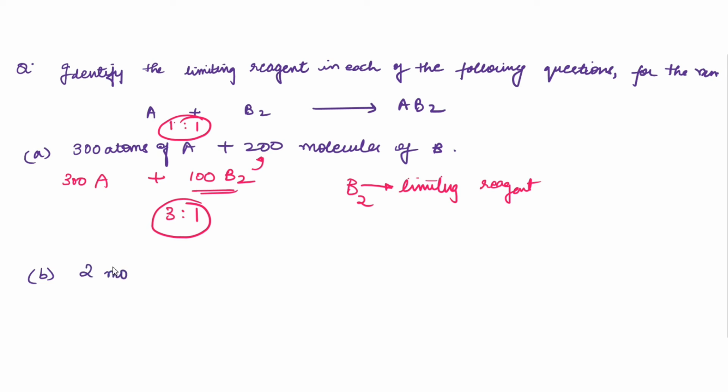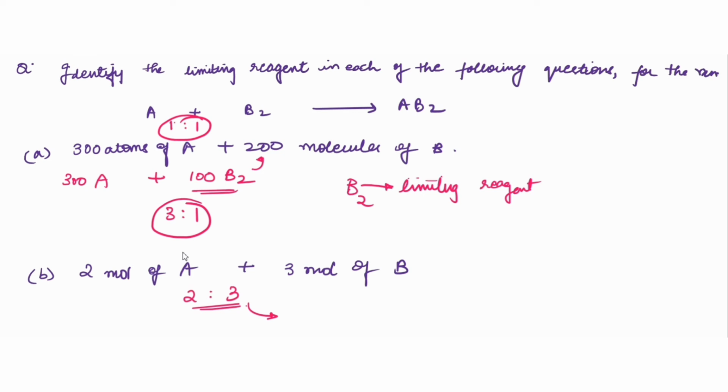Next, subdivision B. They have given us 2 moles of A combining with 3 moles of B. So the ratio of A to B is 2:3, because they have given us 3 moles of B. Now look at the reaction given at the start of the question, A plus B2 gives us AB2. What is the ratio of just A to B? It is 1:2. Understood?